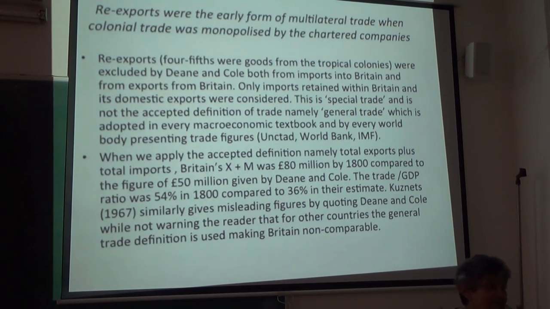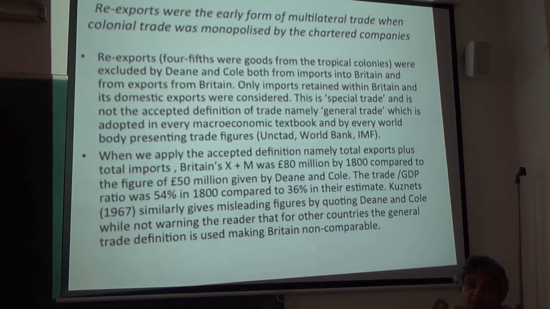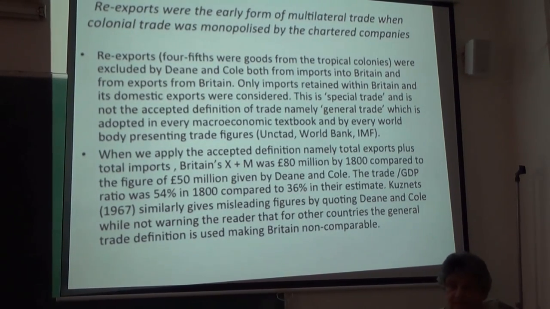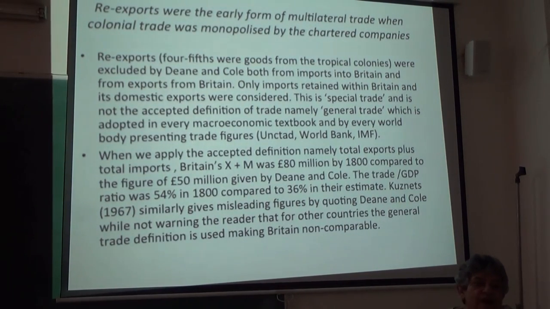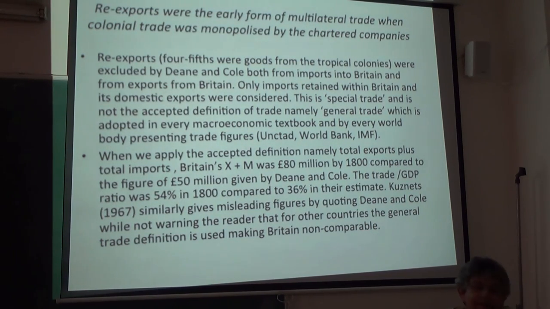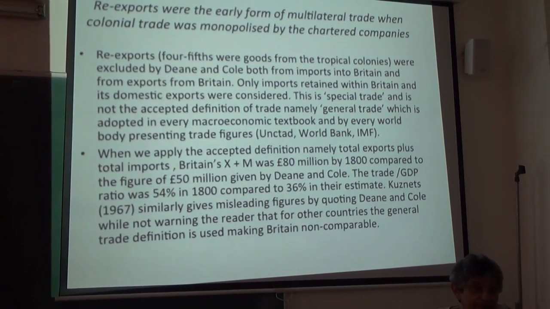All right? Now, this is not the definition of trade. The definition of trade they use is simply the imports retained within Britain and Britain's domestic export, the sum of this. Now, this is not the definition of trade which you find in any macroeconomics textbook, open economy macroeconomics. It is not the definition you find being applied by any international organization talking about trade. That is, if you're looking at the IMF or the World Bank or UNCTAD, none of their publications use this definition. This is the definition which is called in the UN system of classification, special trade. And only Britain does this. Only the British economic historians have done this. The actual definition which is universally applied is general trade. That is, it includes all imports and all exports, right?